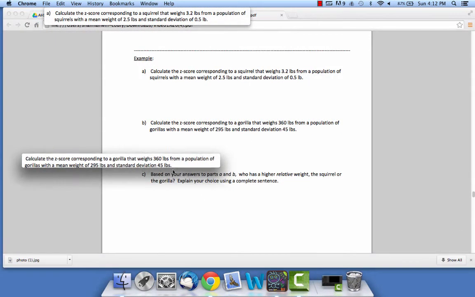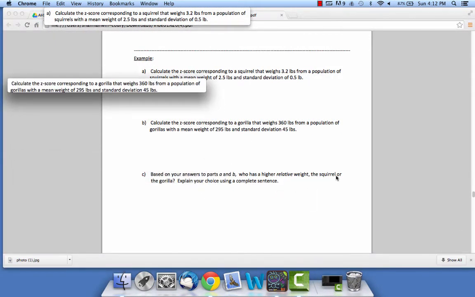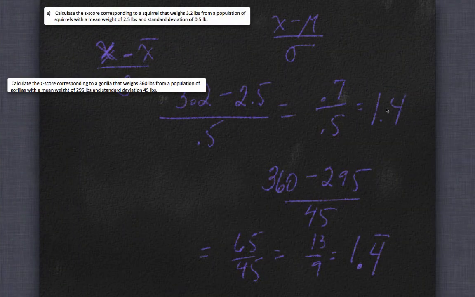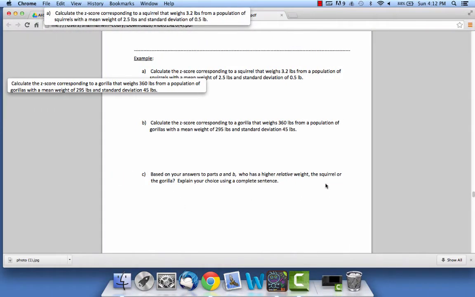So then the last question was, who has the higher relative weight, the squirrel or the gorilla? So if we look here, this was for the squirrel, this was for the gorilla. Because this one is larger, now that we've translated them to a standard unit situation, that's where the relative comes from. We're comparing them to their own groups. 1.4 repeating is bigger than 1.4. So we would say that the gorilla has a higher relative weight because the gorilla's z-score is larger than the squirrel's z-score.